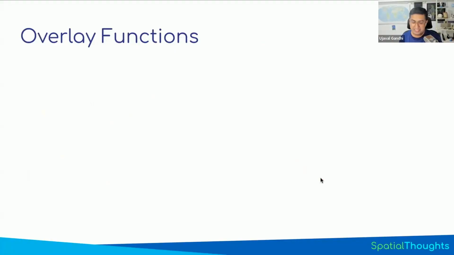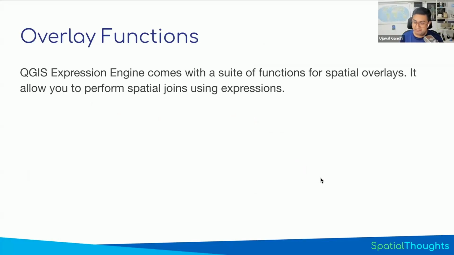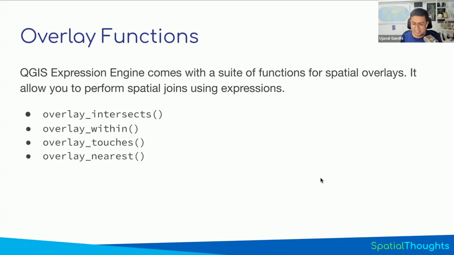We're going to use specific functions called overlay functions in the class today. The expression engine has a bunch of overlay functions which allow you to do spatial overlays. So if you want to do spatial joins, but you want to do this within an expression, these are the functions that allow you to do this. There are functions named overlay intersect, overlay within, overlay touches, overlay nearest. These functions allow you to take 2 layers and do a spatial join with them in real time using an expression. These are super powerful and unlock a bunch of new use cases. So we're going to use these overlay functions to solve our problem in the course.